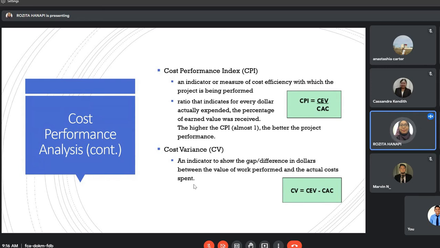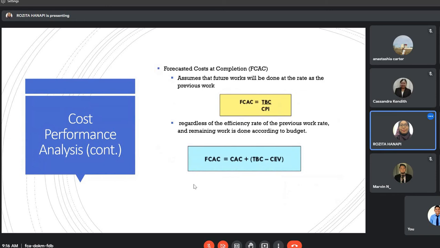And then for variance, it shows the gap or difference in dollars between the value of work performed and the actual cost spent. So negative, meaning that the performance is not good. Forecasted cost at completion, the first method, it assumes that future works will be done at the same rate as the previous work, regardless of the efficiency. And then the other one, this one is the second method. So regardless of the efficiency rate of the previous work, the remaining work is done according to the budget.